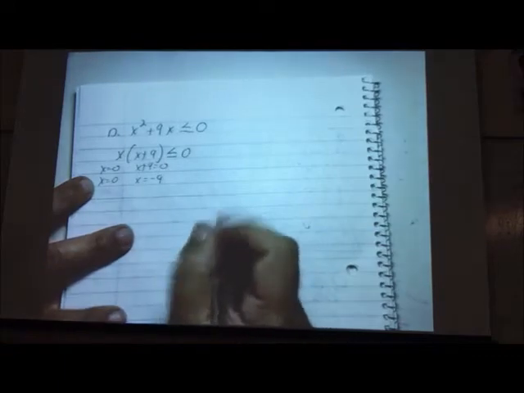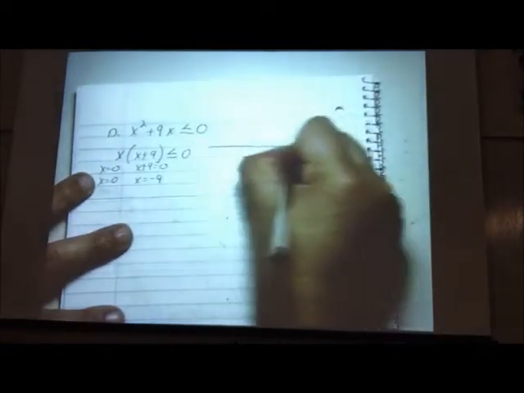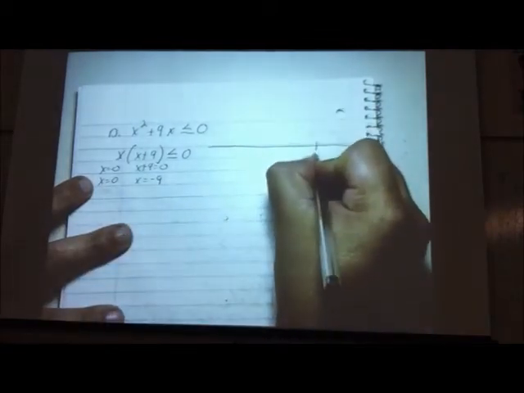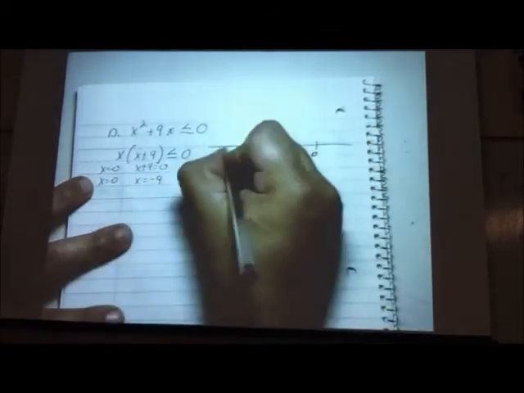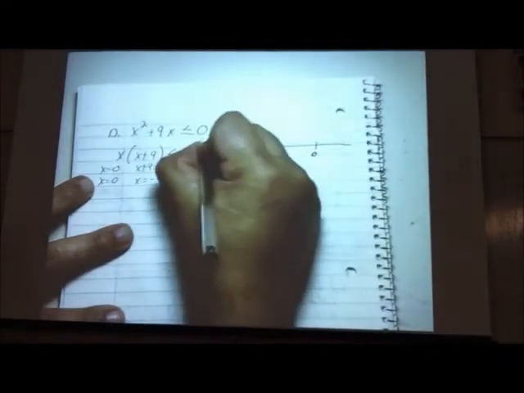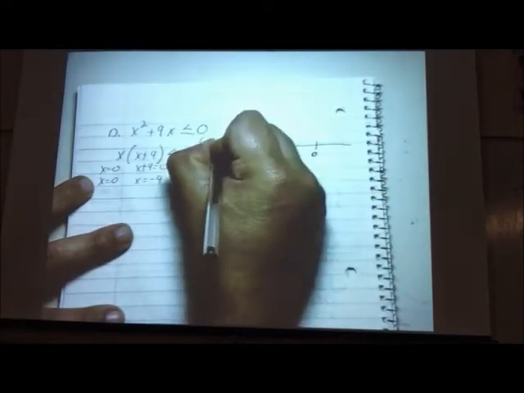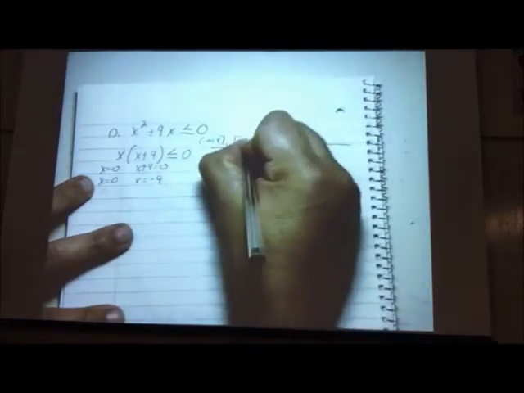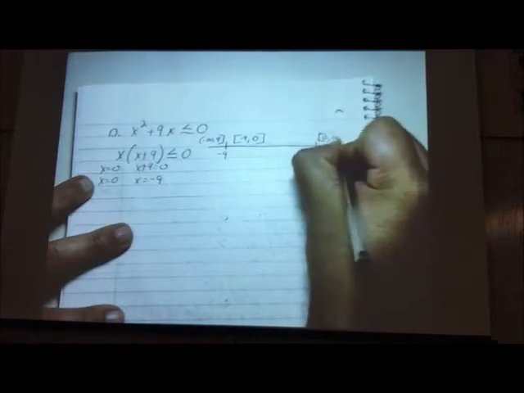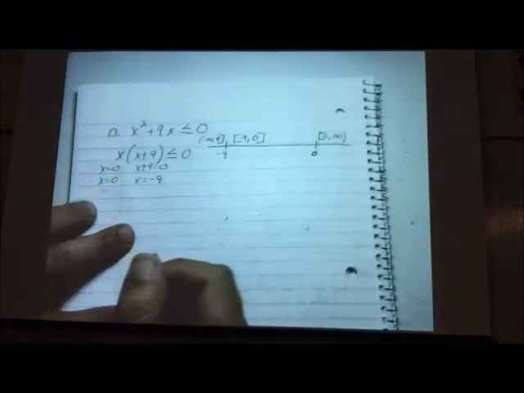Any questions? Draw your number line. 0 is the greater number, so 0 goes on the right. Negative 9 is the lesser number, so it goes on the left. Set your points. You have negative infinity comma negative 9, then you have a bracket because you have an equal to. Bracket negative 9 to 0, bracket. And then bracket 0 to infinity, parenthesis.